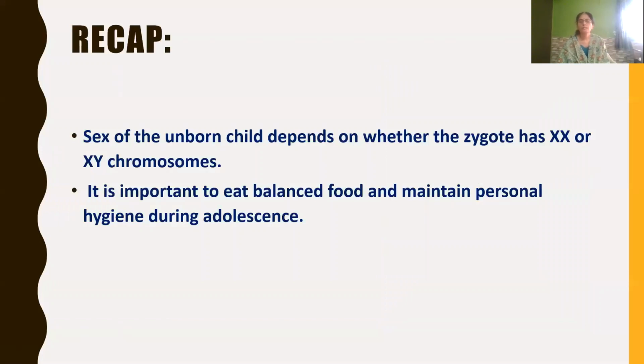Okay, children, in this session we have learned about how the sex of the baby is determined. The sex of the unborn child depends on whether the zygote has XX or XY chromosomes. And it is very important to eat balanced food and maintain personal hygiene during adolescence so that we can maintain our reproductive health. That's all for this session.